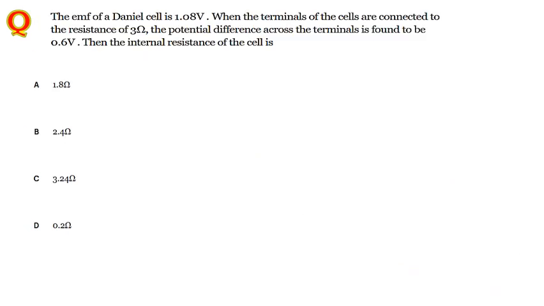The next question here is, the EMF of a Daniel cell is 1.08 volt when the terminals of the cell are connected to a resistance. Now, the terminals of the cell have been connected to a resistance of 3 ohm. Next, the potential difference across the terminals is found to be 0.6 volt. Remember this one, for a 3 ohm resistance, the potential difference across it is 0.6 volt. What they are asking in this case is the internal resistance of this Daniel cell.